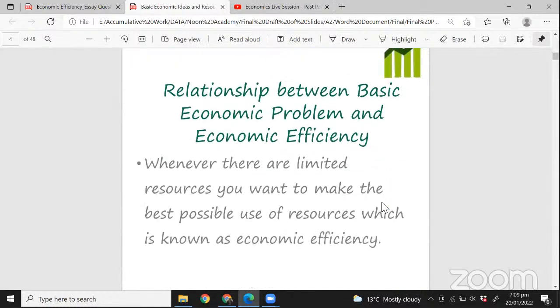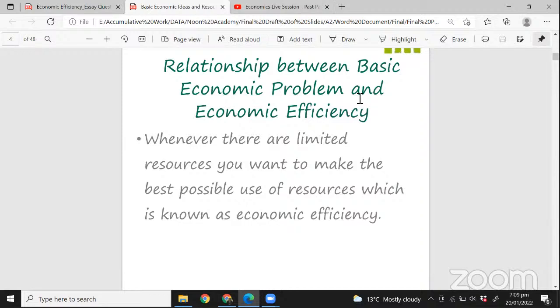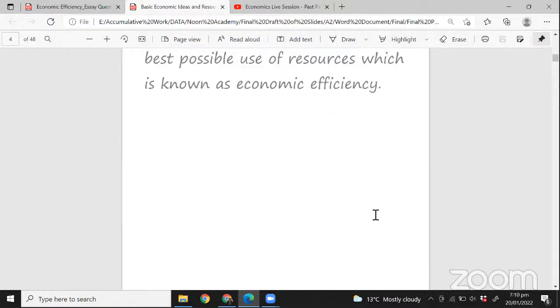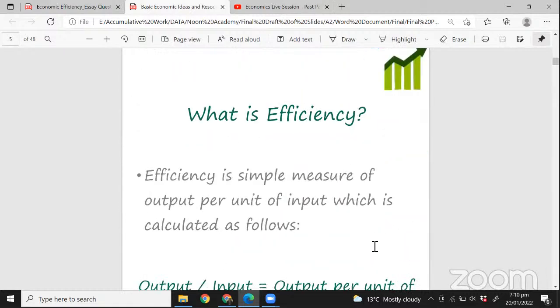Okay, now moving forward, the relationship between the basic economic problem and economic efficiency. Whenever resources are limited, which resources always are, you want to make the best possible use of resources, which is known as economic efficiency, right? Now, economic efficiency is basically split into two parts, productive and allocative efficiency, right? And we'll talk about both of these two concepts. Both of these concepts should be present for an economy to be defined as economically efficient, right? So what are the two components of economic efficiency? Productive efficiency and allocative efficiency.